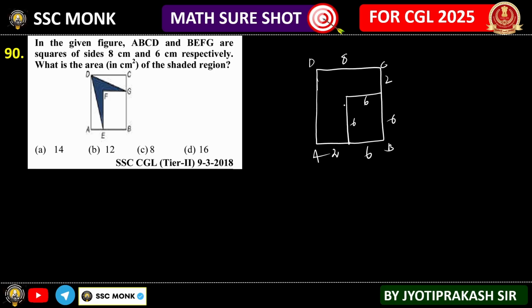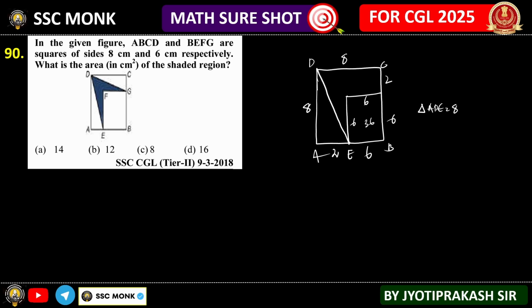It is asking what is the value of the shaded region. So if this is total 8, this is 2. This much part is equal to what? 8 square 64 minus 4, 60. That is equal to 2 root 15. Or this total area of, let's say this is E, area of ADE is equal to half into 8 into 2. That is equal to 8. So this part is 8.